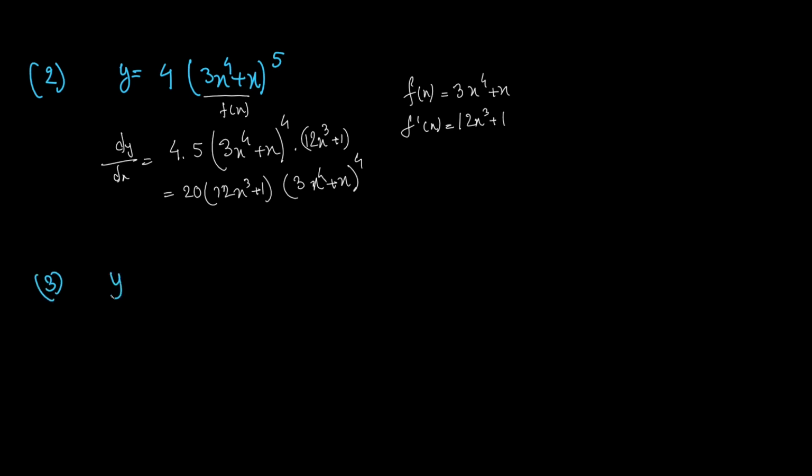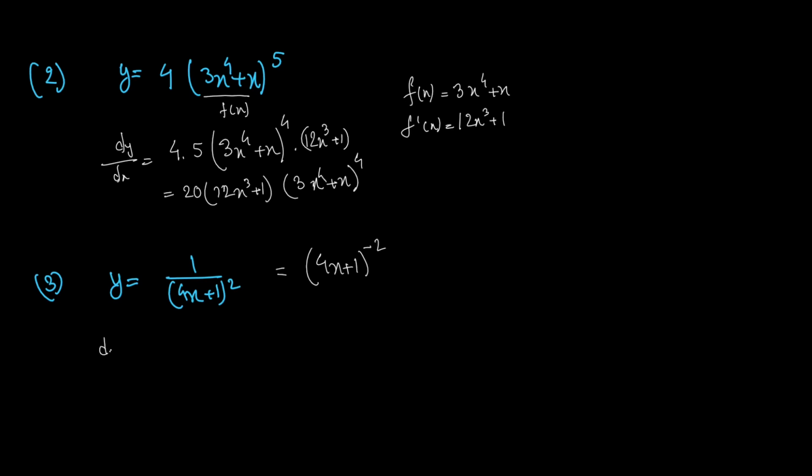Number 3, our equation is y = 1 by (4x + 1) whole squared. Now we already know that we have to take this (4x + 1) to the power 2 from the denominator to the numerator, basically taking its reciprocal. If we take its reciprocal, the sign of the power will flip. So the sign of the power initially was positive, and now it will be negative. And now we can differentiate this equation just like before.